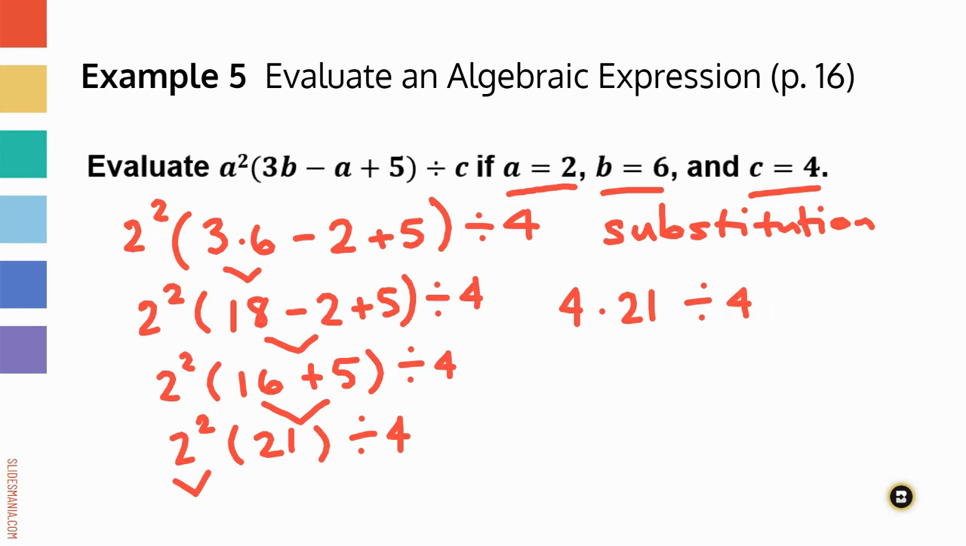Okay, so now I have multiplication and division. So I do multiplication next. 4 times 21 is going to be 84. And then divided by 4. And then we're going to do 84 divided by 4. And that's going to give me 21. Okay, so my answer is 21 when I substitute all those values in.